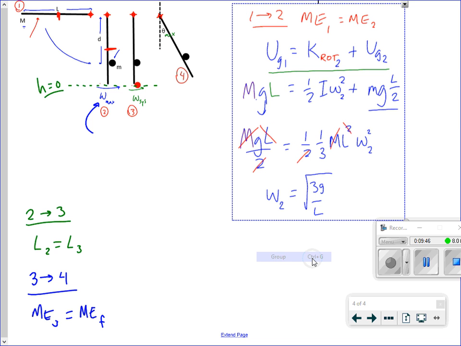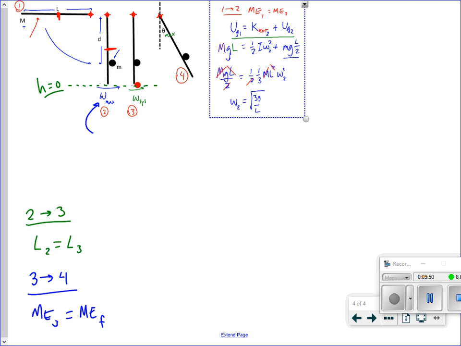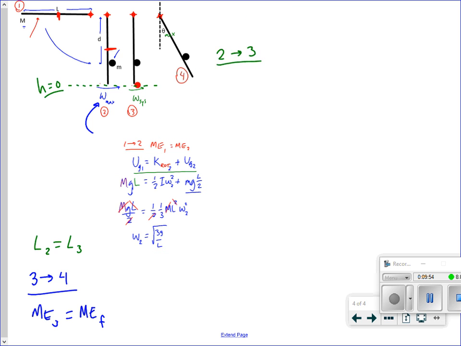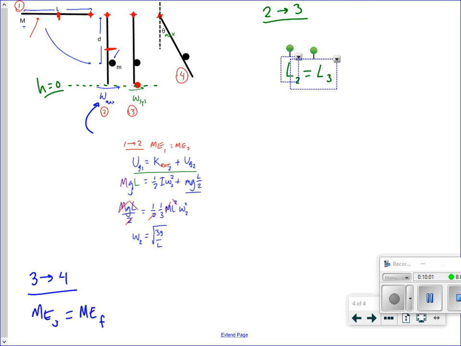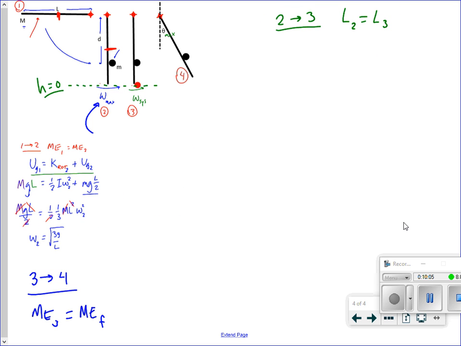Get out of the way. I'll put this over here. I'll put this in my, yeah, how about this? Let's look at instant 2 to instant 3. I'm sure we'll use that again at some point.